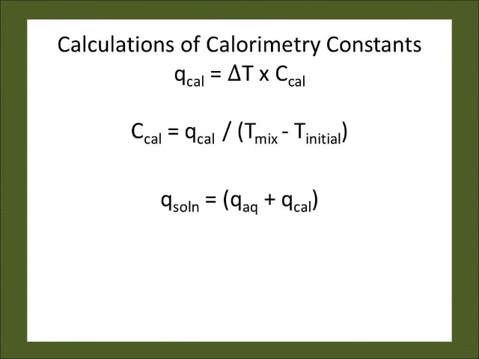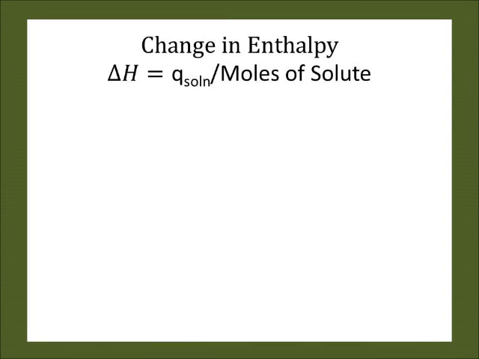Next, the equation Q calorimeter = ΔT × C calorimeter will calculate the correction factor of the calorimeter, where C calorimeter is obtained from C calorimeter = Q calorimeter divided by the quantity T mixture minus T initial. To find Q calorimeter in the above equation, use the equation Q solution = Q aqueous + Q calorimeter and solve for Q calorimeter. Finally, to calculate the change in enthalpy, use ΔH = Q solution divided by moles of solute, using stoichiometry to find the moles of substance in your 5-gram sample and using the Q solution value from earlier.